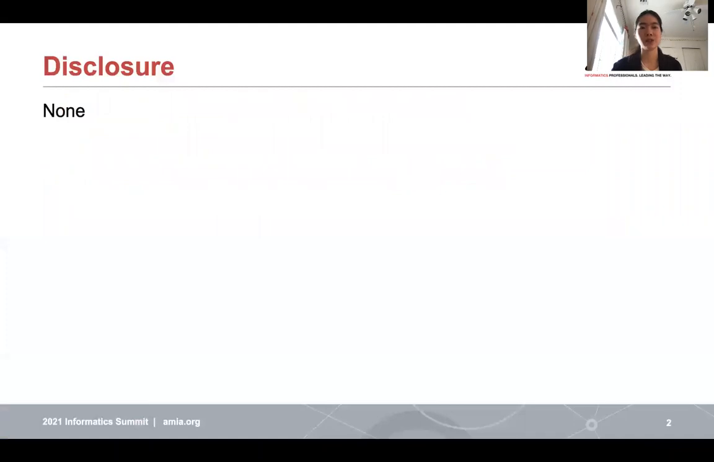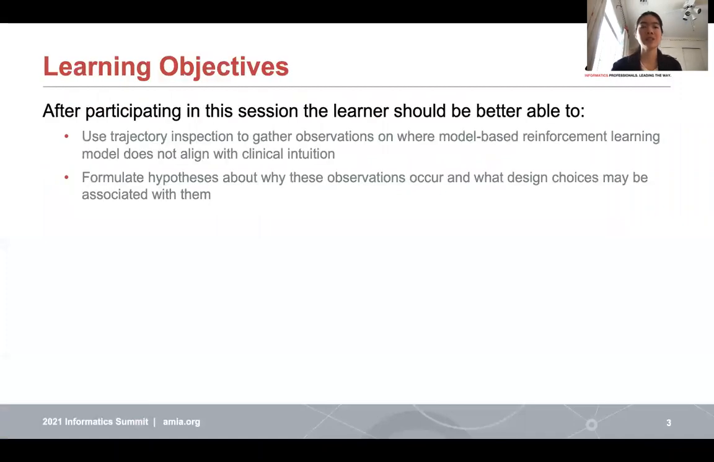I have no disclosures. From this presentation, I hope you'll learn how to use trajectory inspection to gather observations on where model-based reinforcement learning models may not align with clinical intuition. I also demonstrate how to formulate hypotheses about why these observations occur and what design choices may be associated with them.